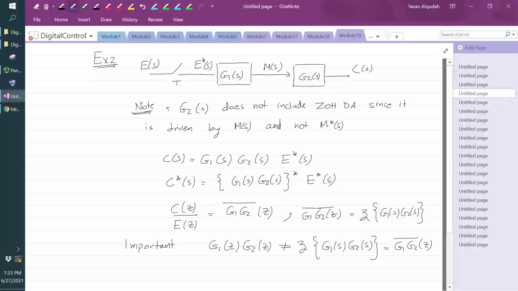Now here, G2 of S does not include the zero order hold digital to analog converter. Why? Because it's not driven by a star input. It's driven by M of S. It's not driven by M star of S.